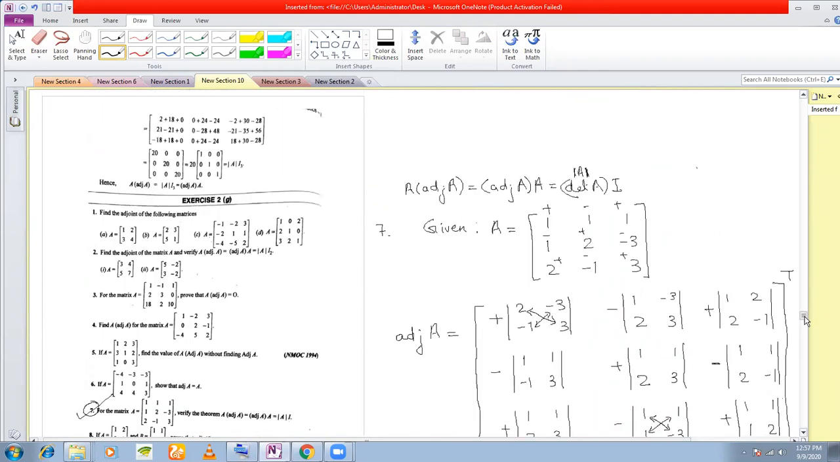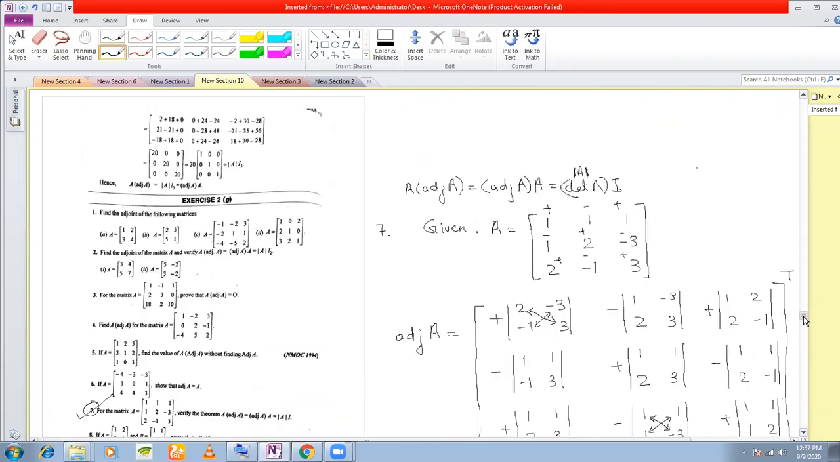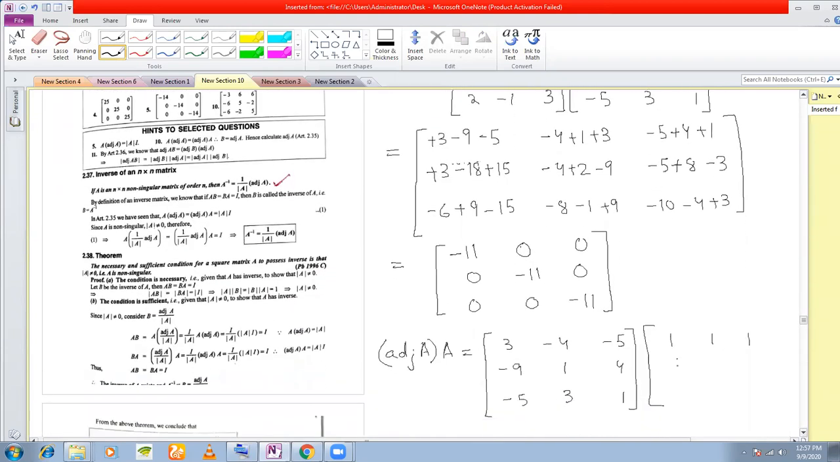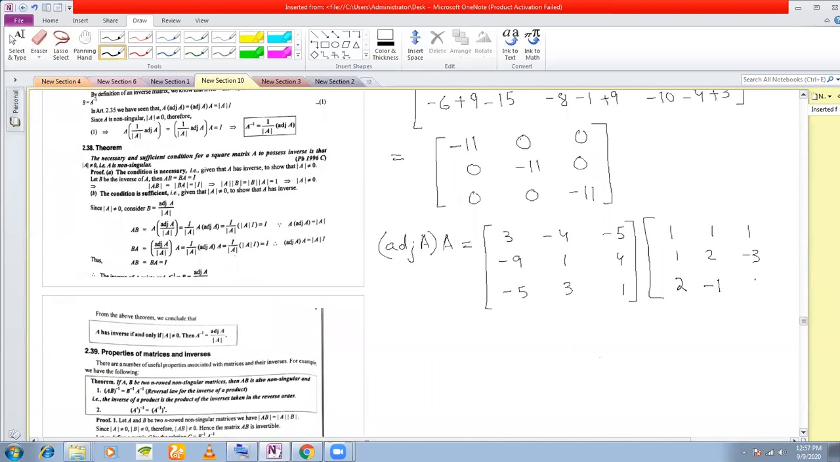1 1 1; 1 2 minus 3; and the third row here is 2 minus 1 3. So this, check your multiplication. You will get the same thing: minus 11 and 0 0 0. When you're doing it in your copy, you actually multiply and check. You will get this matrix only.